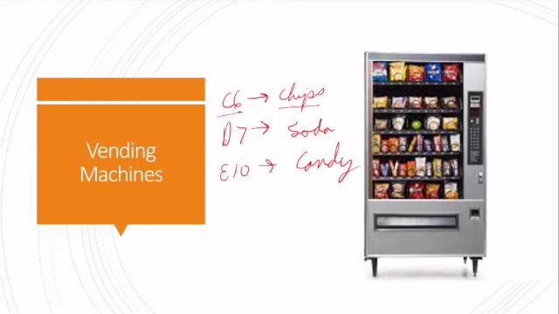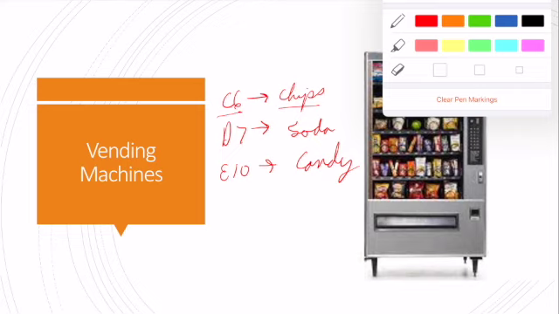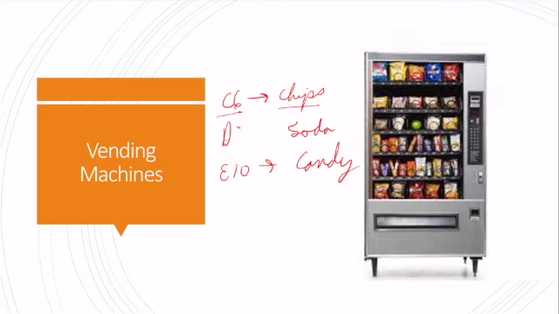Now, this vending machine would still work if instead I had both C6 and D7 going to chips, right? That would work. I push C6, I get chips. I push D7, I get chips. This vending machine would also work. Each x still has only one y. So these are our x's, these are our y's, right?